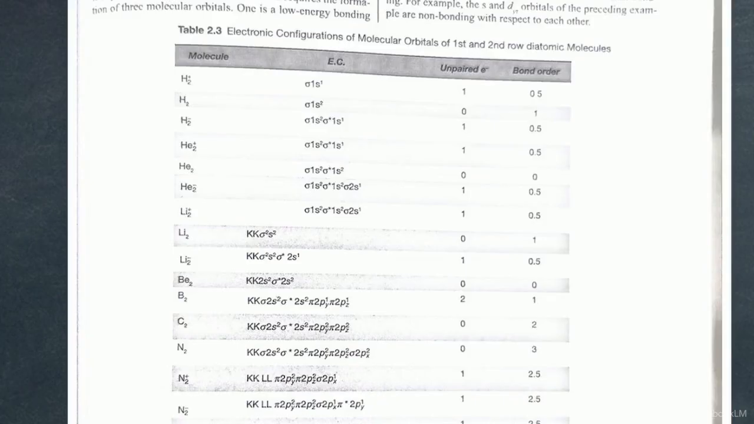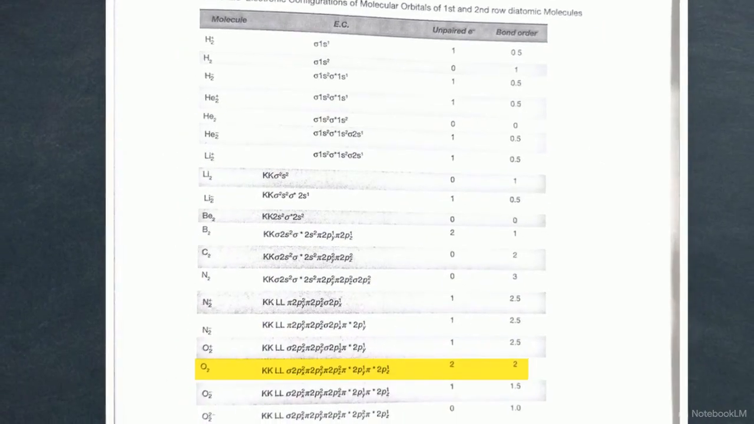Table 2.3 shows this relationship in practice. Nitrogen, with 14 electrons, has a bond order of 3. Oxygen, with 16 electrons, is 2 steps away from the baseline, resulting in a bond order of 2.